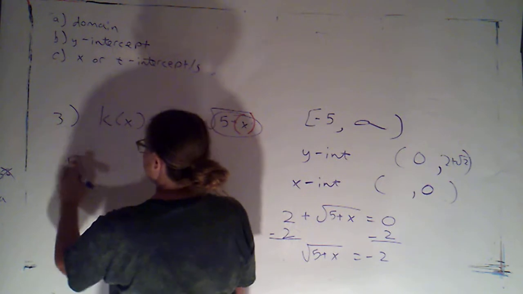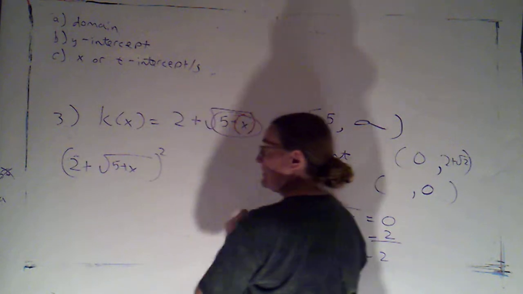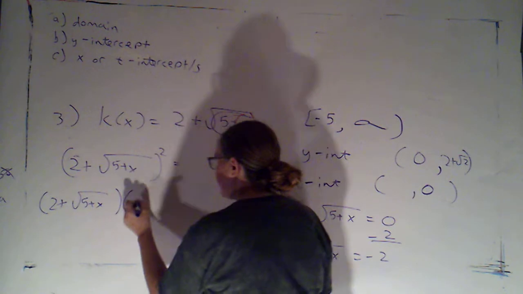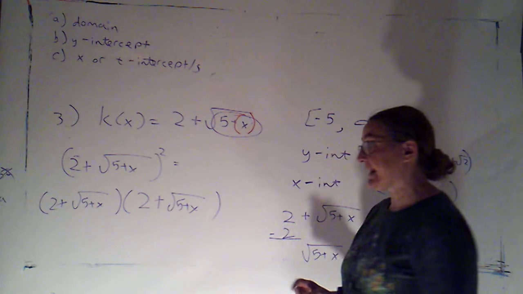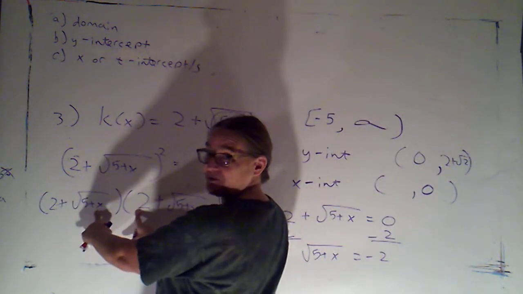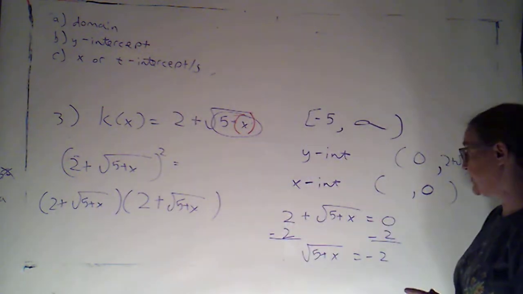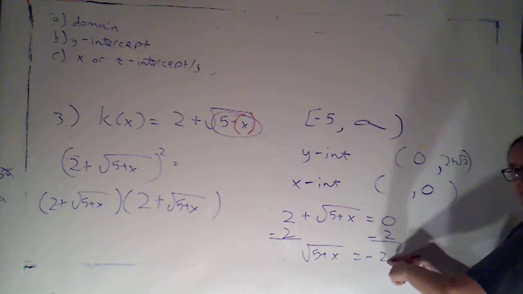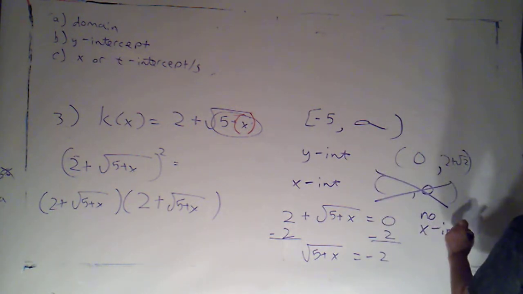So if I had 2 plus the square root of 5 plus x, squared, that would mean 2 plus root 5 plus x times another copy of 2 plus root 5 plus x, and I need to FOIL that out. My first terms would be nice, but my outsides and my insides would still have roots there. So before I square, I want to isolate the root. Now if I do that, I say, oh, a square root equals a negative. That has no solution. So there is no x-intercept.